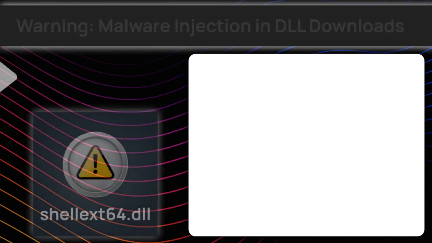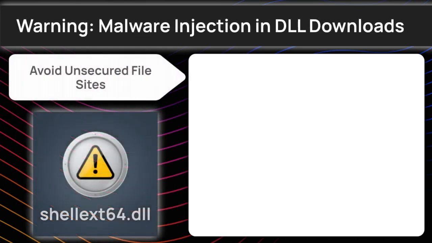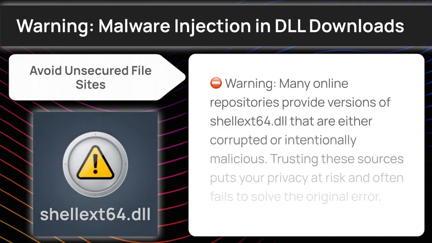To ensure long-term stability, we should review the safety risks associated with unverified file sources. Protect your workstation by avoiding the temptation of quick manual fixes for shell extension 64 DLL, as most free repositories prioritize ad revenue over file safety, often leading to the installation of obsolete or harmful software.